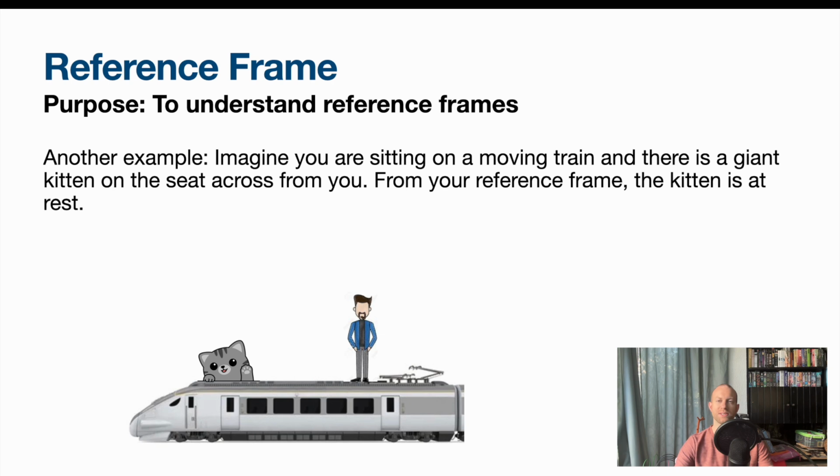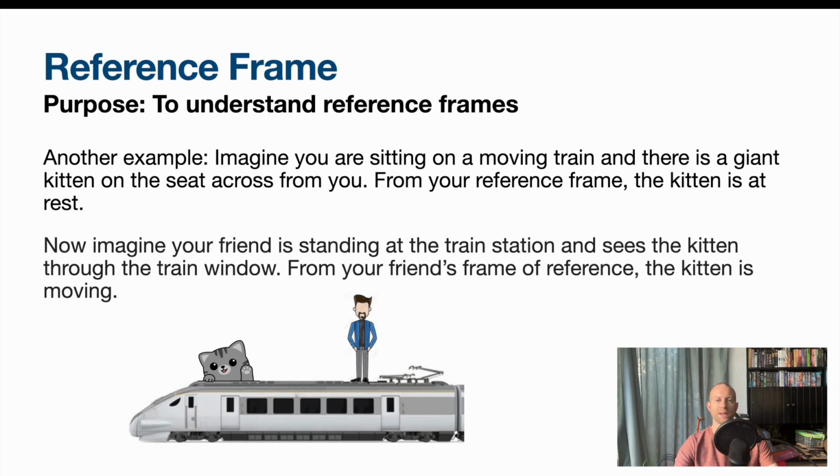For example, imagine you're sitting on a moving train. In the seat across from you, there's a giant kitten. From your reference frame, it looks like the kitten is at rest, no matter if the train is moving or not. You will see them just sitting there on the seat. Whereas if you have a friend who is standing at the train station and watching the train go past, they will see the kitten through the train window and observe that the kitten is moving with the train. Depending on which person you are, you will see different things. If you're on the train, you'll see the kitten at rest. If you're outside the train, you'll see the kitten moving.